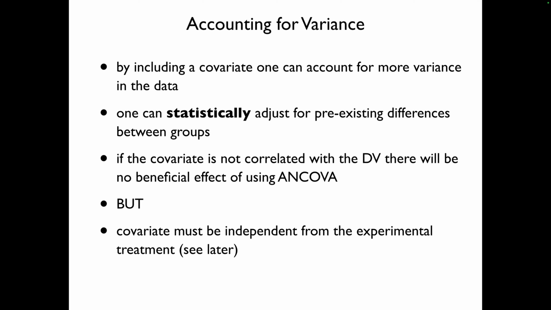The covariate being in the model is only a good deal if it is linearly related to the dependent variable.